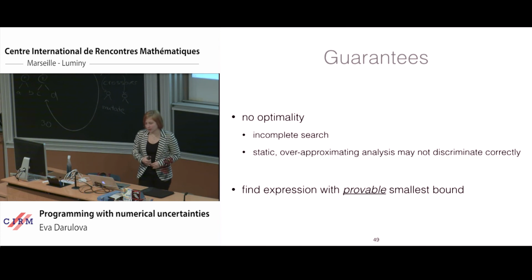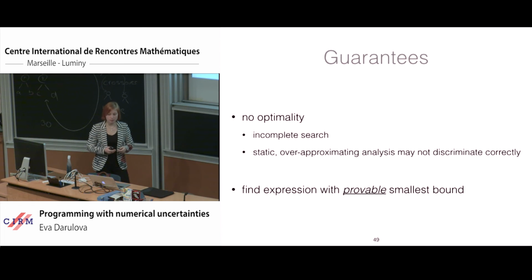So this leads me also to the guarantees that this method can provide. So we cannot provide optimality. First of all, because the search is incomplete, we cannot consider all possible rewritings. And the problem is at least in NP. And because of this problem that I explained to you, that the static analysis is doing over-approximations which may not really correlate with the errors themselves, we may not return the best expression. However, the expression that our method does return is the one where our static analysis was able to prove the smallest bound, which may already be useful if you have an embedded system, for instance.